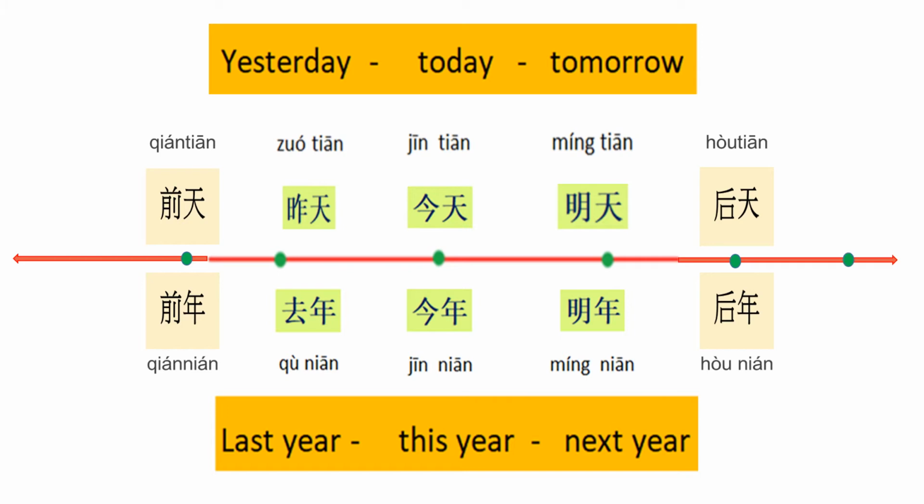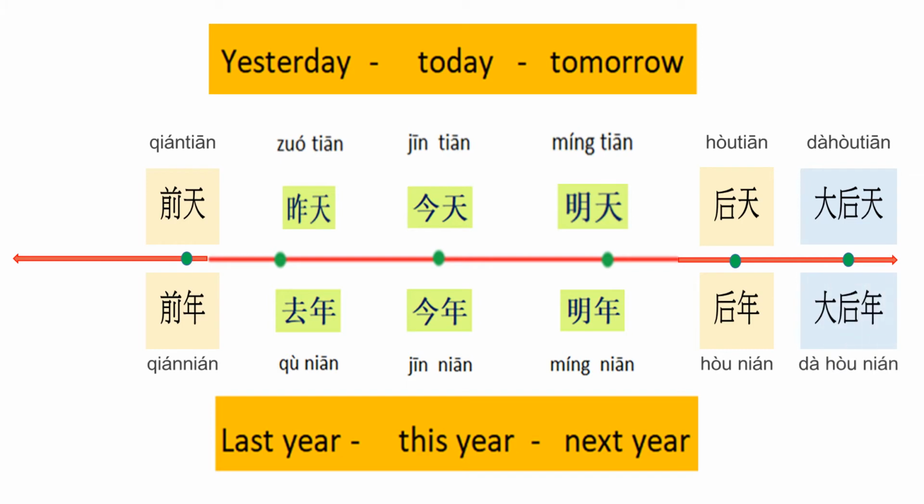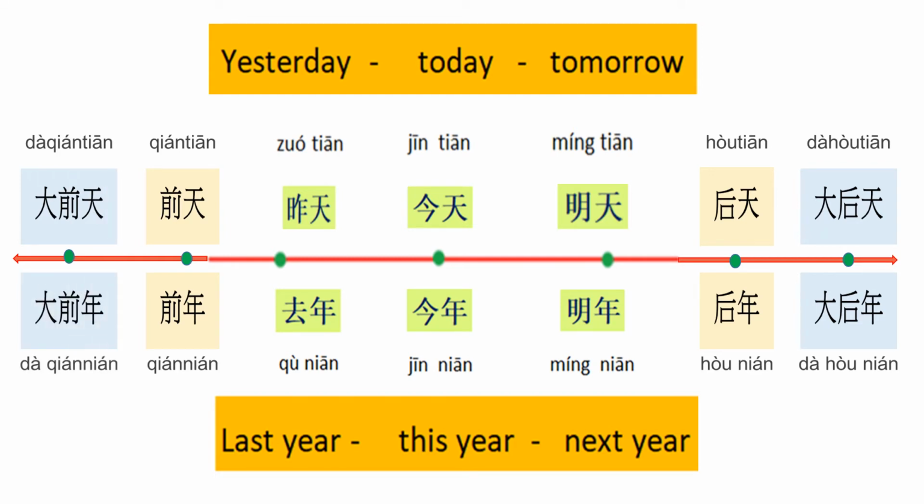and the day after 后天 is 大后天. The year after 后年 is 大后年. The day before 前天 is 大前天. The day before 前年 is 大前年.